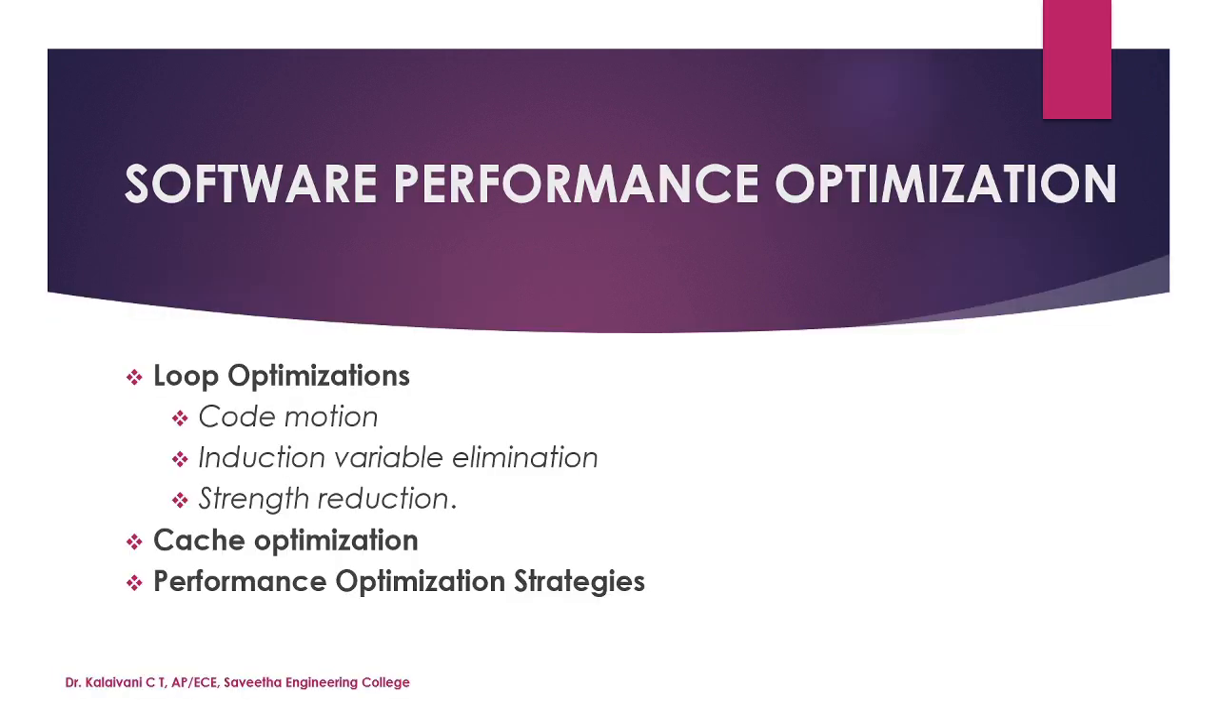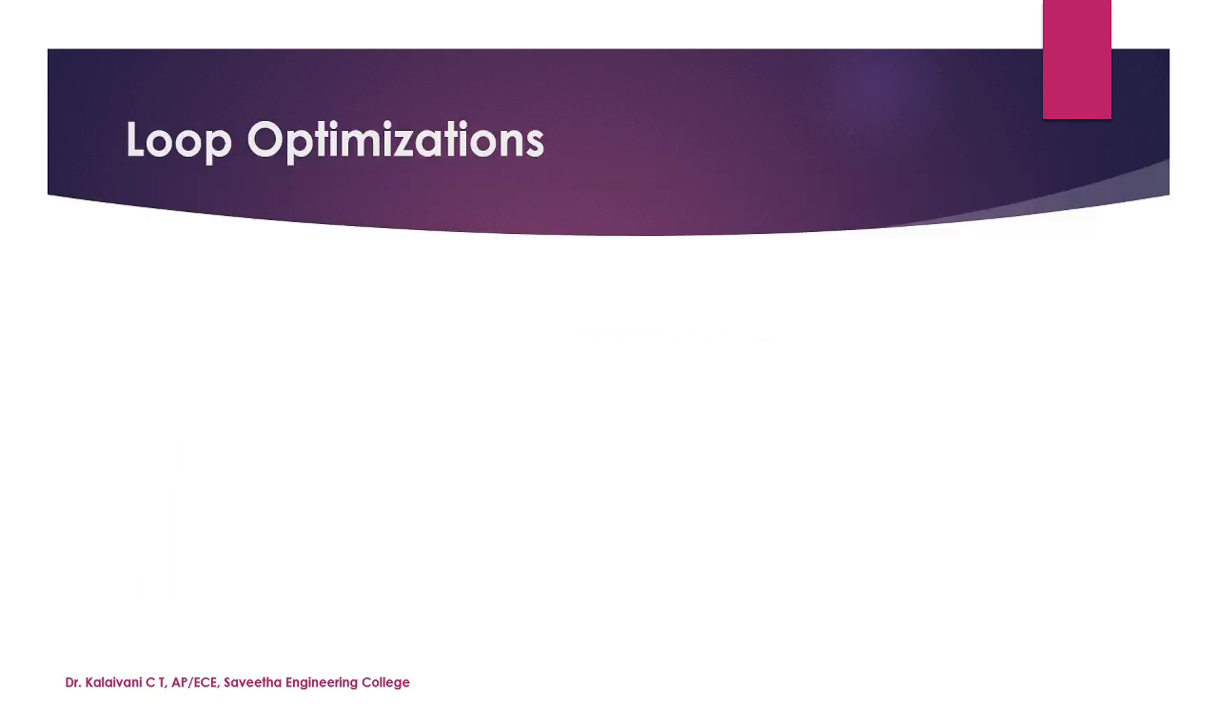Under software performance optimization, we are going to deal with loop optimization, cache optimization, and performance optimization strategies. So first, why loop optimization? In loop optimization, if you take our main program, most of the time is spent in loops. For example, normally we do embedded programming as infinite programming. All the embedded programs we write in an infinite loop, under a while loop.